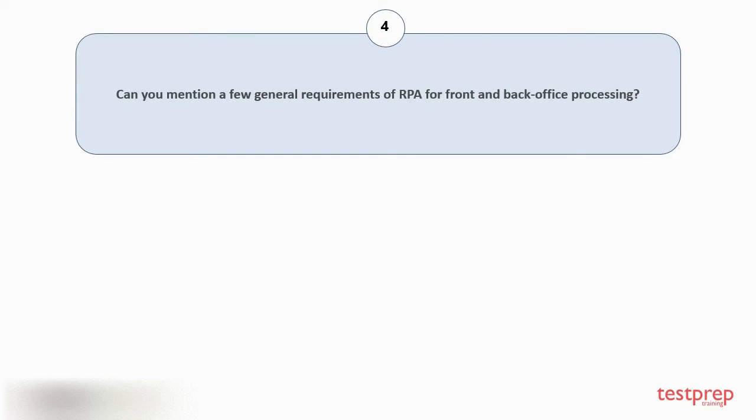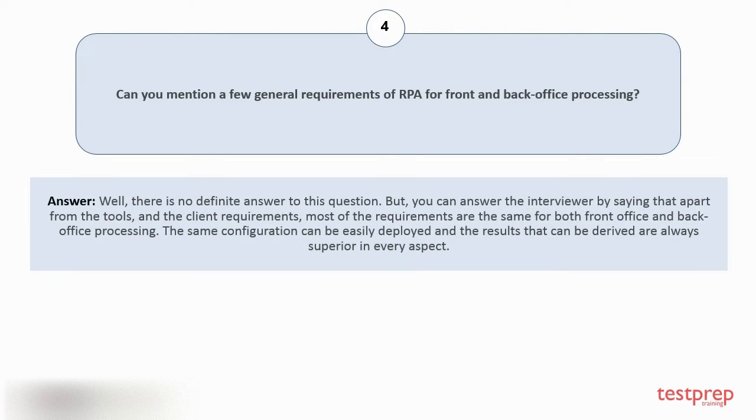Question number 4, can you mention a few general requirements of RPA for front and back office processing? Your answer is: well, there is no definite answer to this question. But you can answer the interviewer by saying that apart from the tools and the client requirements, most of the requirements are the same for both front office and back office processing. The same configuration can be easily deployed and the results that can be derived are always superior in every aspect.